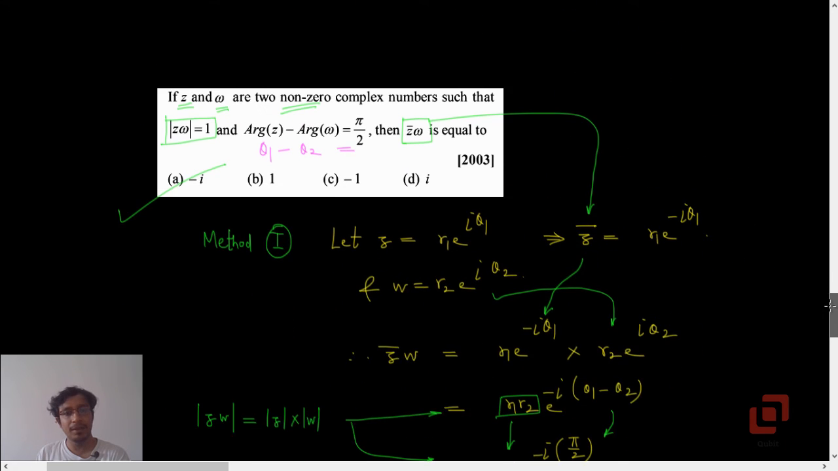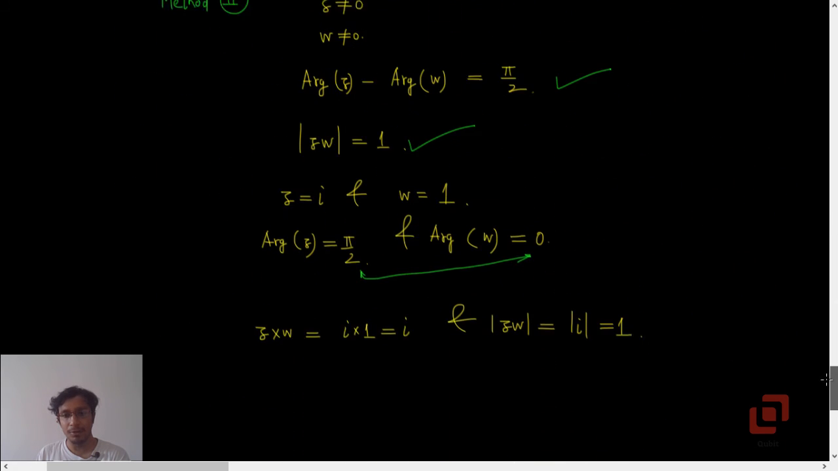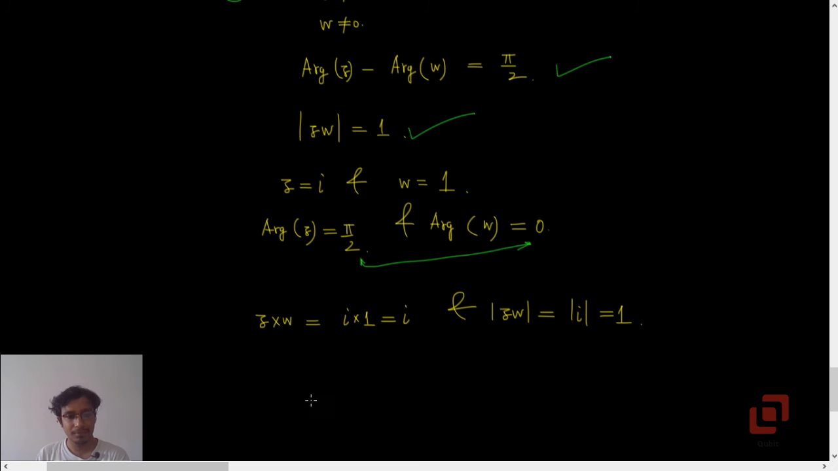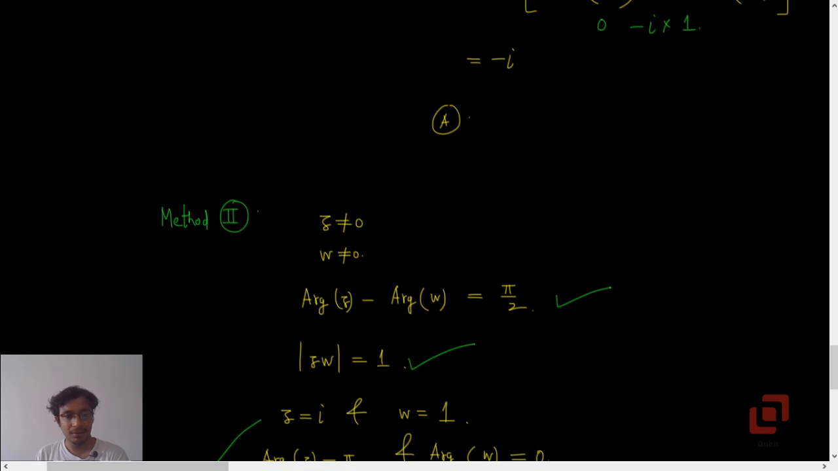So now we can happily find Z bar into W. If Z is I, the complex conjugate of Z would be, see, we do not change the real part, we simply change the sign of the imaginary part. So Z bar into W will be minus I into 1 or minus I. So we again got the same answer which we had got by the first method.